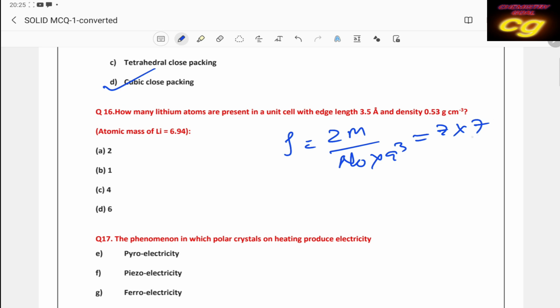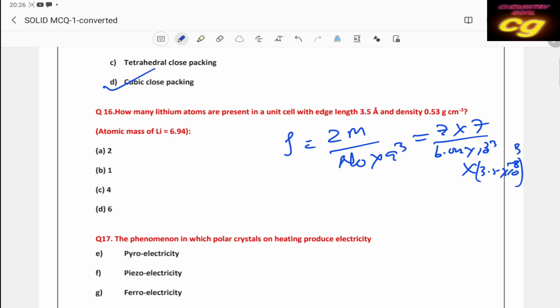This is the Z value, then into 7 upon N0, which is already known, N0 is 6.022 into 10 to the power 23. Then a cube, here the edge length is already 3.5 angstrom. We know 3.5 angstrom is how much? 3.5 into 10 to the power -8 in centimeter, since 1 angstrom is 10 to the -10 meter, this cube. You put this, and calculate. I am giving time, you calculate what the correct answer will be.